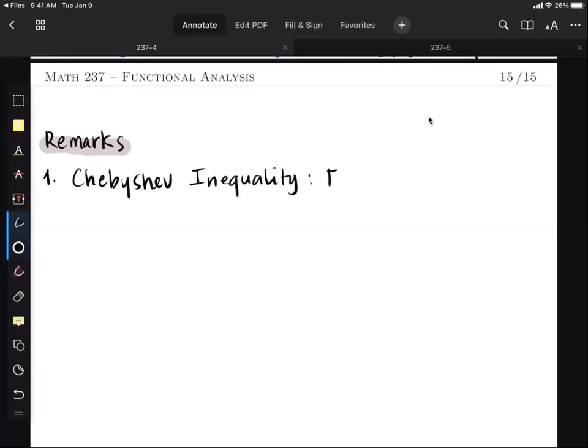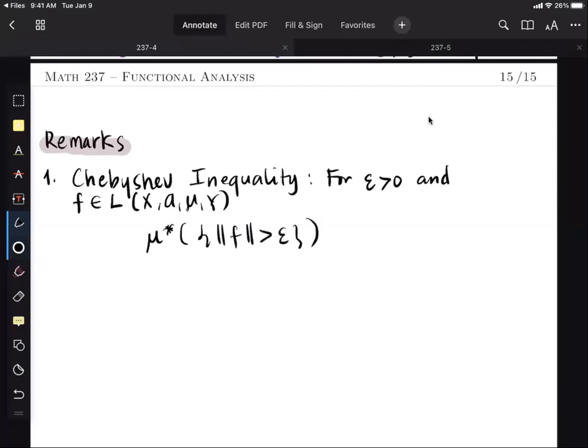So for every positive epsilon and for every Lebesgue integrable function f, the outer measure of the set where the norm of f is greater than epsilon is less than or equal to 1 over epsilon times the Lebesgue integral of f over X. The idea here is to apply the Chebyshev inequality for simple functions, noting that Lebesgue integrable functions are the limits almost everywhere of simple functions.